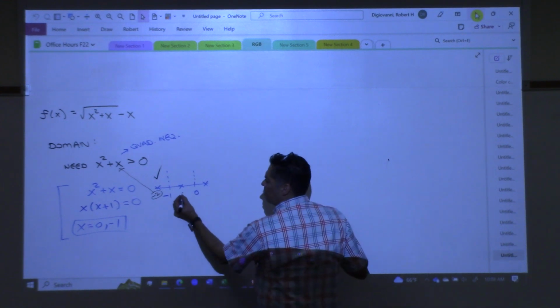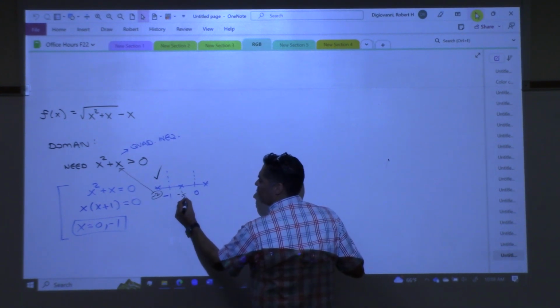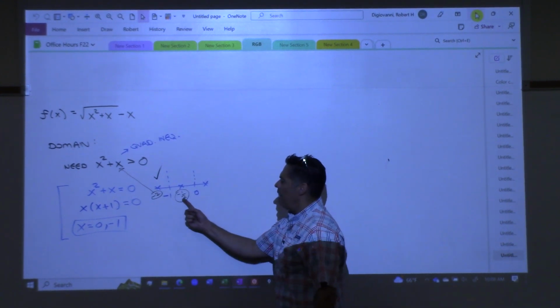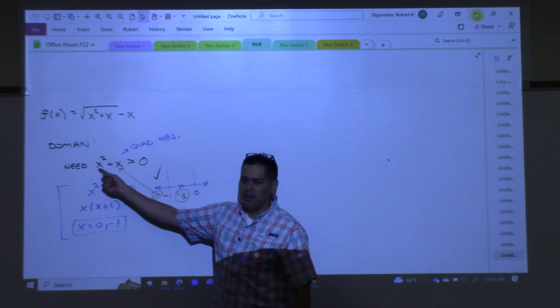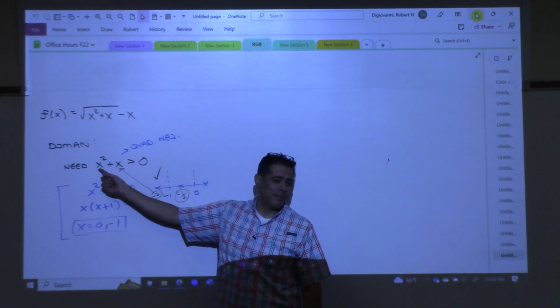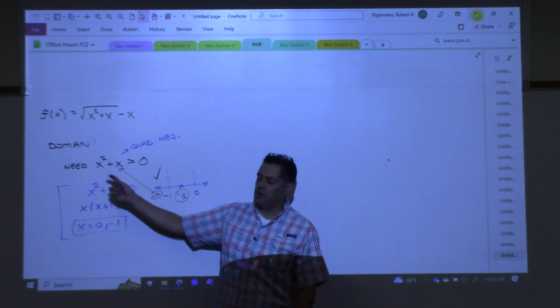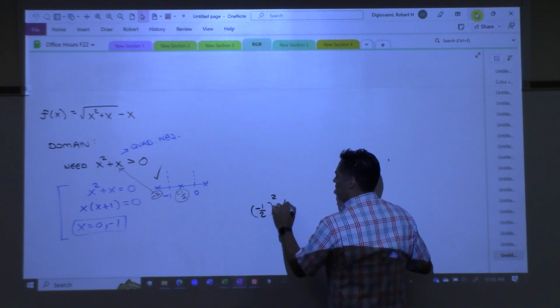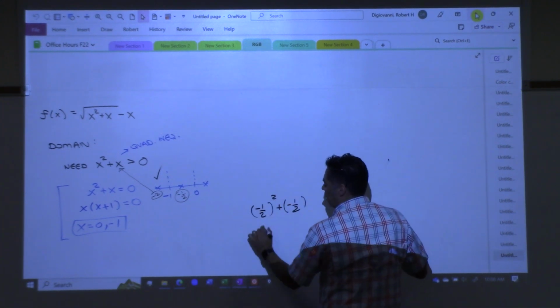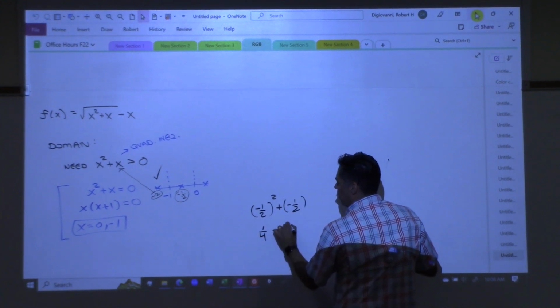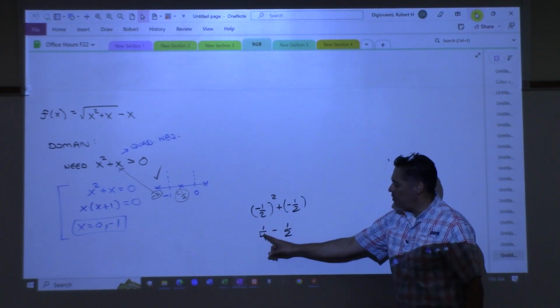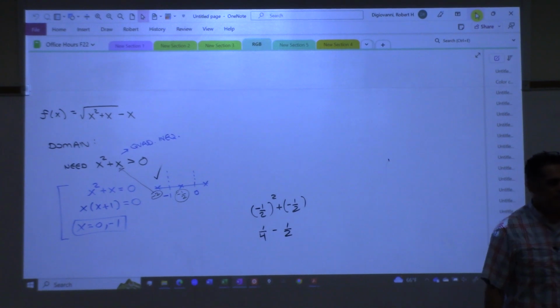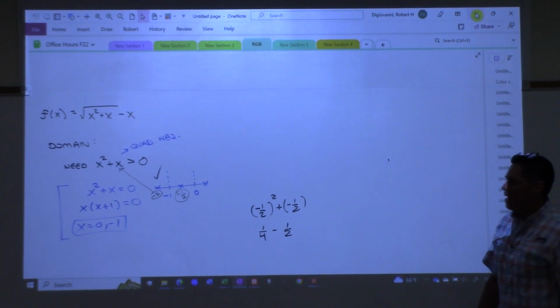Plug in, what's the number here? -1/2? Plug -1/2 in there. What happens if you put -1/2 and square it? Nope, that's if you're adding it. So we're doing, let me do it. -1/2 squared plus -1/2. -1/2 squared is 1/4. Then this is -1/2. What happens if you take 1/4 and take away a half? Is it positive or negative? Negative, right? So is that true?